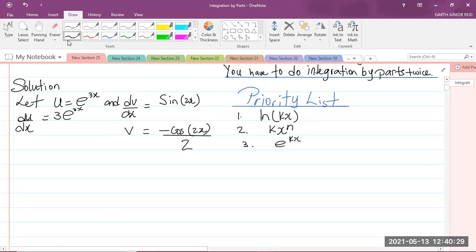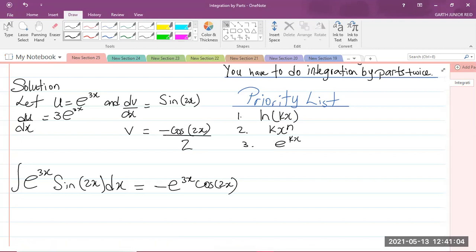So we want the integral of e to the power of 3x multiplied by the sine of 2x dx, and that is going to be equal to u multiplied by v. So we're going to multiply e to the 3x by the negative cosine of 2x over 2. When I do that, I will get negative e to the power of 3x multiplied by the cosine of 2x, and I'm also going to divide that expression by 2.